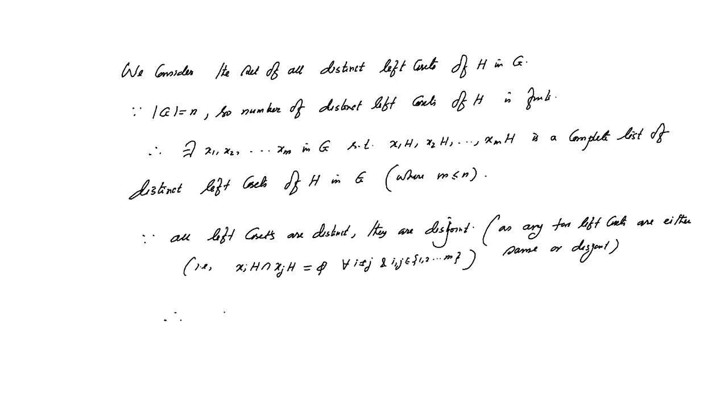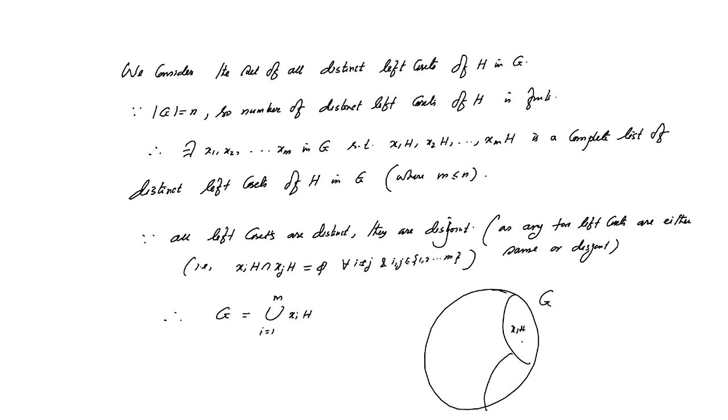So therefore we can write G equals the union of xiH for i equals 1 to m. As G is partitioned into distinct left cosets of H, this is G, so this is x1H, x2H, x3H, and xmH, x(m-1)H, and so on. So as they are distinct, G is partitioned into distinct or disjoint left cosets of H.